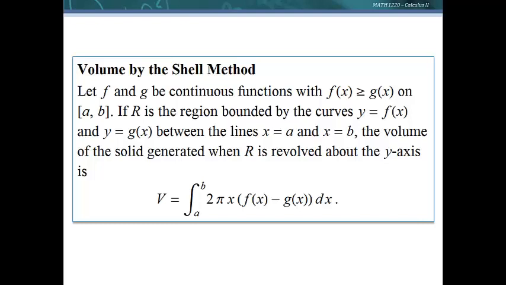So let f and g be continuous functions with f of x greater than or equal to g of x on the closed interval from a to b. If R is the region bounded by the curves y equals f of x and y equals g of x between the lines x equals a and x equals b, the volume of the solid generated when R is revolved around the y-axis is given here: the integral from a to b of 2 pi x times the quantity f of x minus g of x times dx.